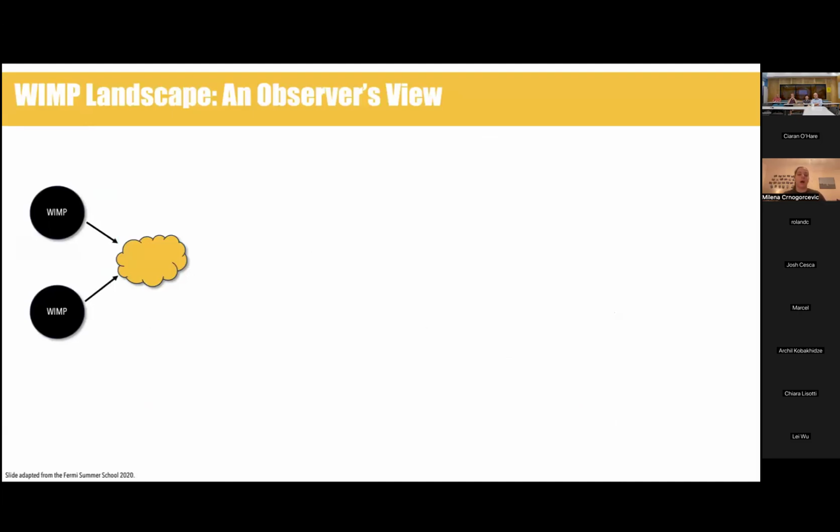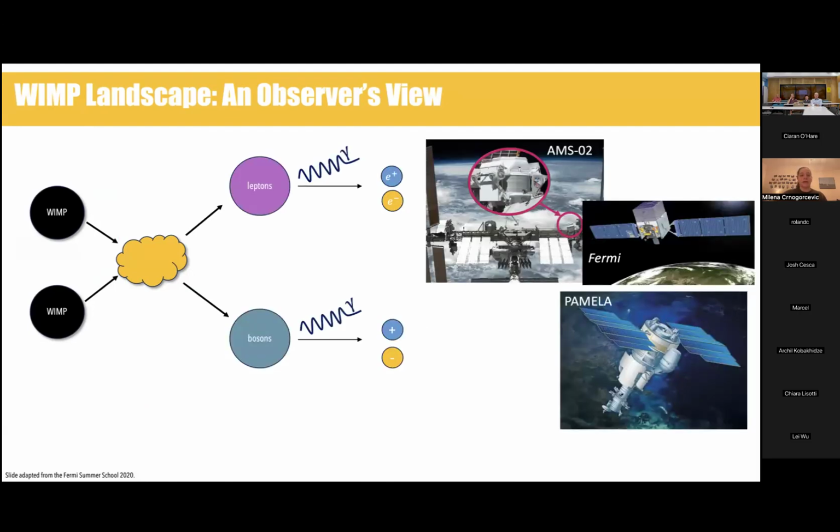And just to motivate this, again, from the point of view of an observer, a very common diagram that you often see is two WIMP particles annihilating and then producing some standard model particles that can result in final states of positrons and electrons, which can be observed by a number of different instruments, including Fermi, but also primarily AMS-02, and also in the past Pamela.